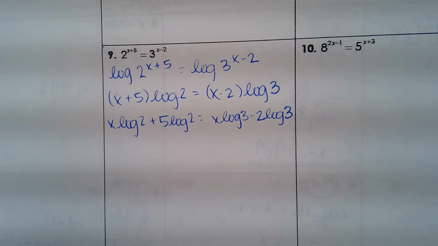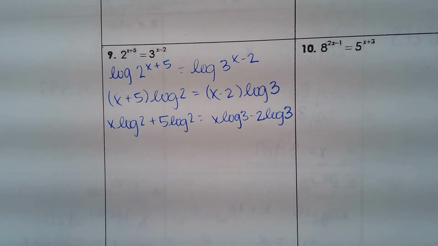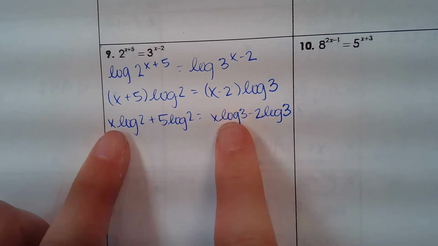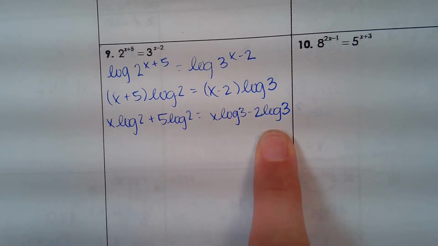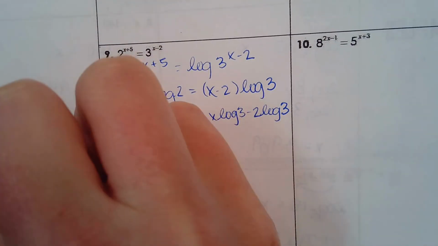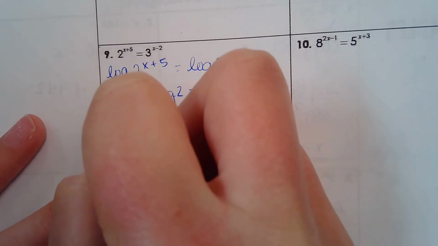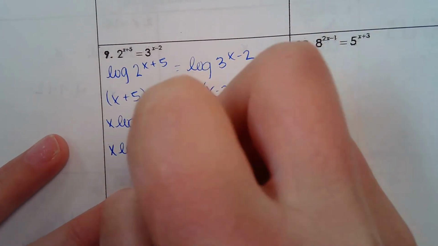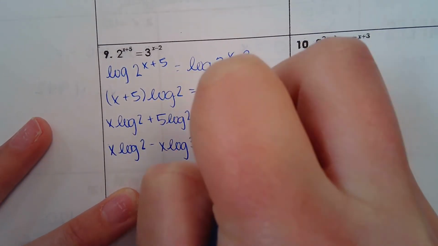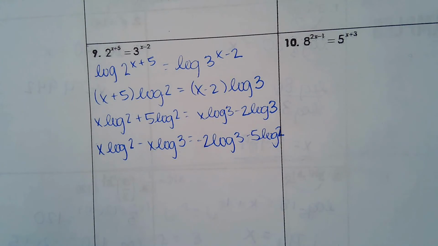Okay, so we got to figure out what to do from here. Typically, if we're solving an equation that has x's on both sides, what did we do? Get them on the same side. So let's do that, okay? So we'll get these on the same side, and then we'll move this guy over here as well, so that we have the non-x stuff on one side also. So we'll have x times log of 2 minus x times log of 3. And then we had negative 2 log of 3 minus 5 log of 2. Are we okay with that?